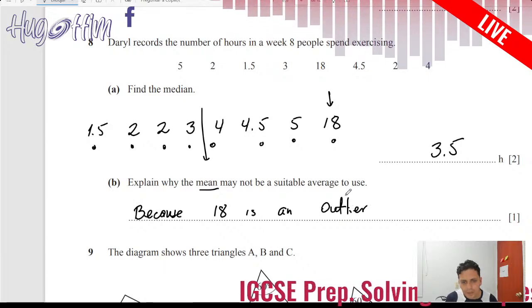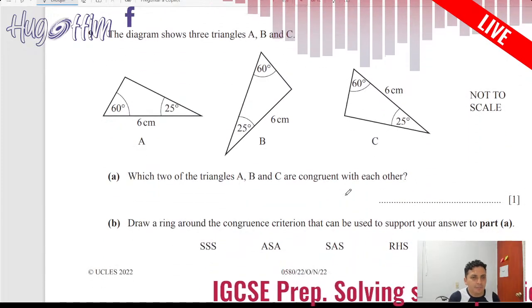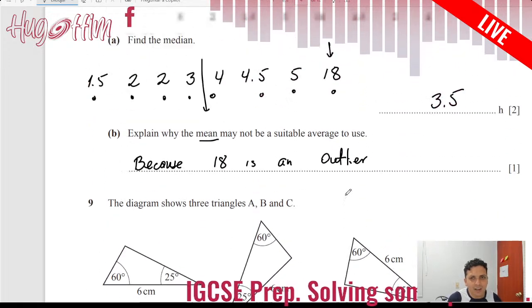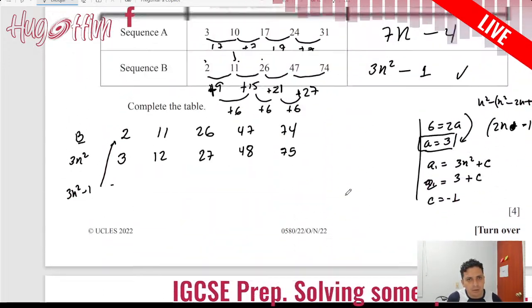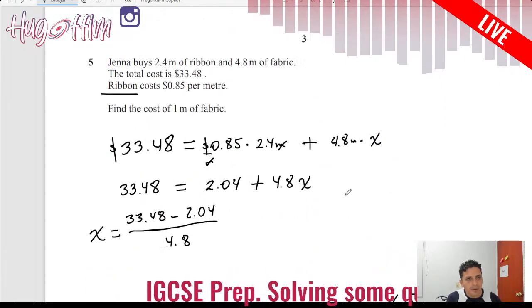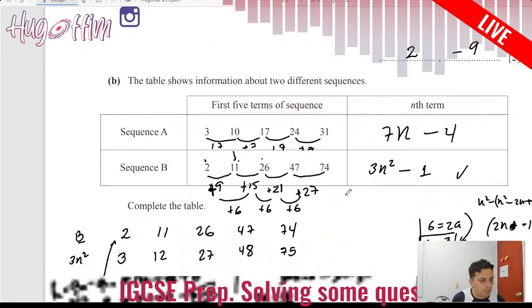I wanted to work on another paper, but this is the one I got. The diagram shows 3 triangles A, B, and C. I forgot to check the second page. What was the second page about? The second page has sequences, creating an equation and solving equations.